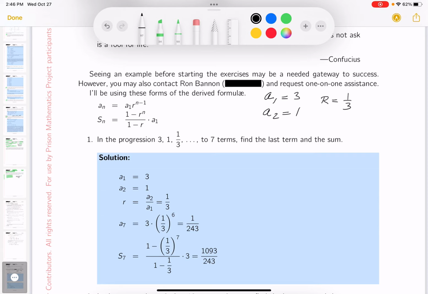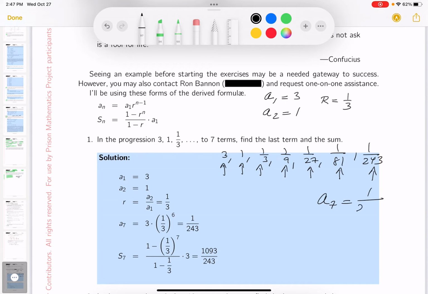Now, you could march out if you want. What do you get? 3. Well, 3 times 1/3 is 1. 1 times 1/3 is 1/3. 1/3 times 1/3 is 1/9. 1/9 times 1/3 is 1/27. 1/27 times 1/3 is 1/81. 1/3 times 1/81 is 1/243. And this would be A1, A2, A3, A4, A5, A6, A7. So I know A7. I just counted out there.